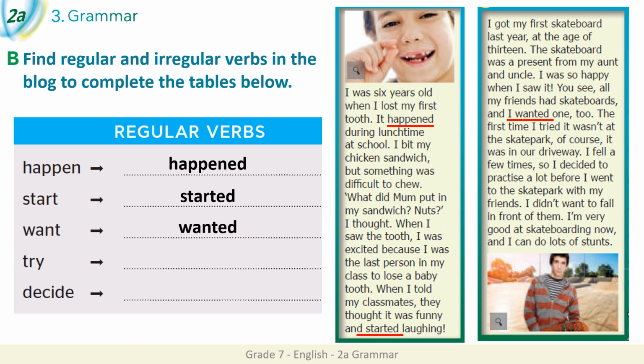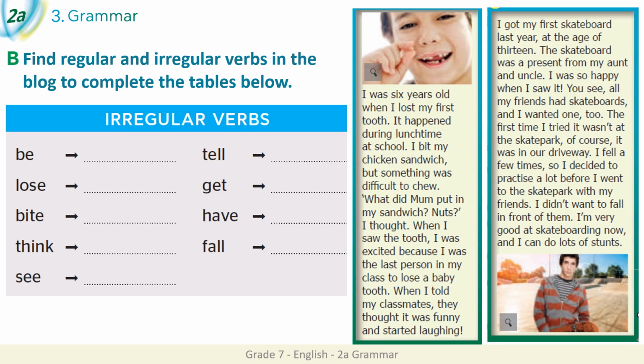How about the verb try? That's correct. I tried it. So the past simple form is tried. How about the verb decide? That's correct. The past simple form is decided. Now let's move to the irregular verbs table.